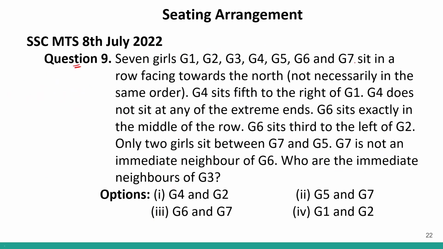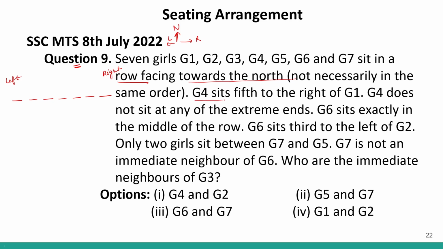Question number 9. 7 girls are there sitting in a row facing towards the north. So let's say they are facing towards the north. That means this will be the right and this will be the left. Correct? 7 girls are there. So 1, 2, 3, 4, 5, 6, 7. And this will be the left side and this will be the right side. Correct?